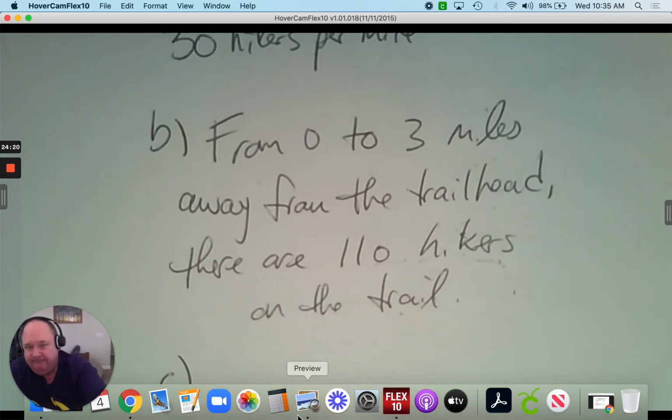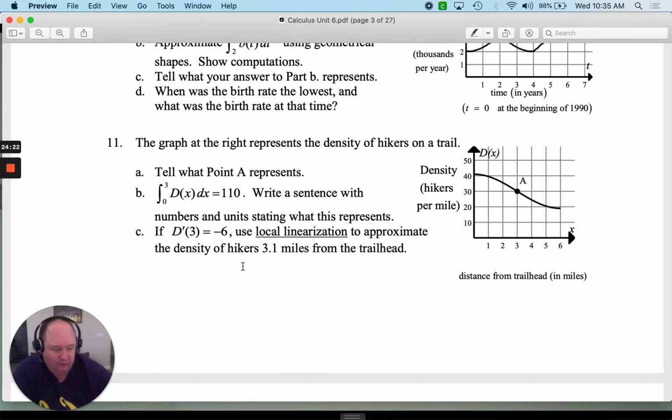Part C. I hope this is getting easier for you. Use the derivative at 3 equals negative 6. Use local linearization to approximate the density of hikers 3.1 miles from the trailhead. So local linearization means I need a tangent line. So for a tangent line, I need a point. So at 3, the point is 30. So I need 3 and 30, and the derivative is given. The derivative is negative 6.